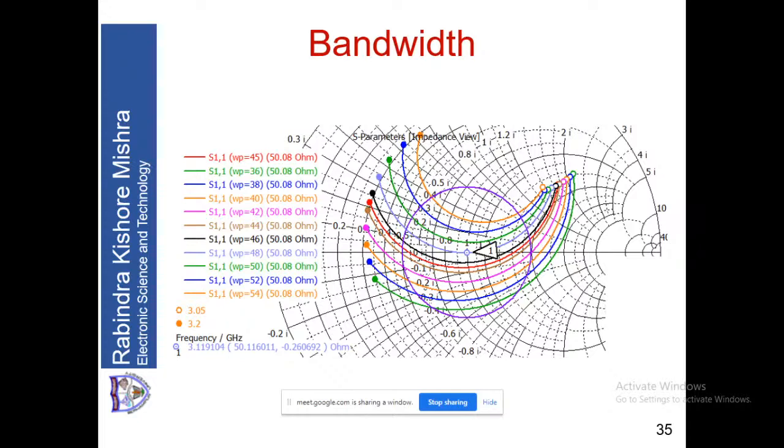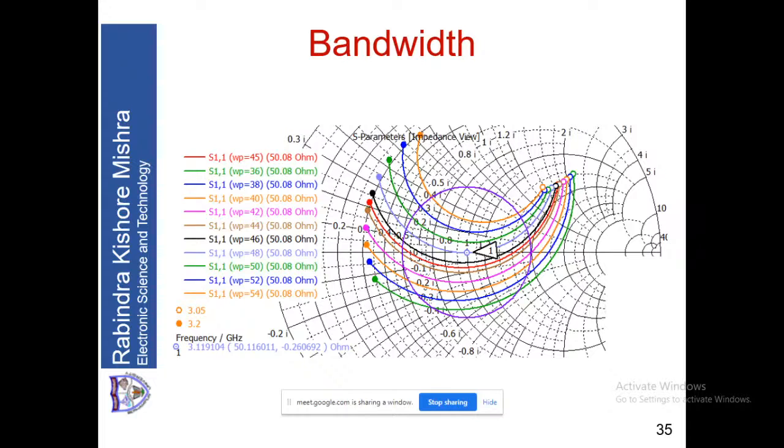So the points where it is crossing with only one, and where the difference between the frequencies at the two edges of the VSWR equal to 2 circle is maximum, that is the curve, or that is the width that we should choose for the antenna. That gives you the maximum bandwidth.